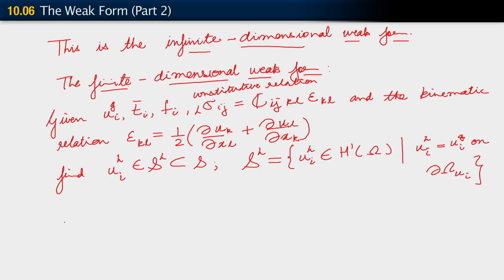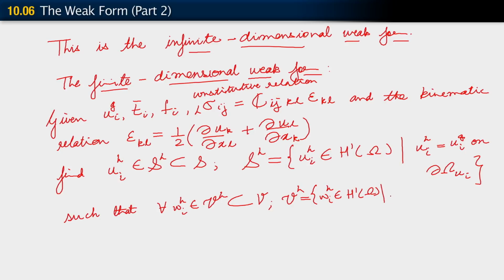So find u^h of this type such that for all w^h_i belonging to V^h, a subset of V. What is V^h? V^h consists of all weighting functions, also H1, such that w^h_i equals 0 on the corresponding Dirichlet boundary. So find u^h belonging to S^h such that for w^h belonging to V^h, what holds? Well, the weak form that we wrote before, except with all the relevant fields replaced with their finite dimensional versions.